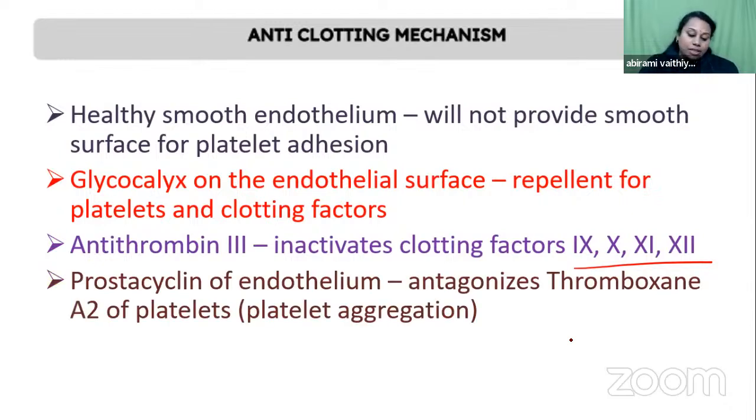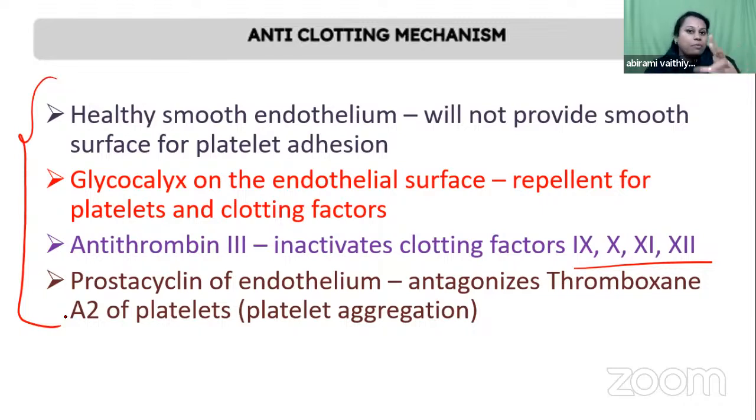A healthy endothelium has prostacyclin in it. Prostacyclins can antagonize thromboxane A2 of the platelet. Therefore, platelet aggregation cannot happen. Because of all these factors, inside a healthy, smooth blood vessel, there is no blood clot formed. That's why we don't have blood clots inside. Only if all these mechanisms fail, a clot can be formed.